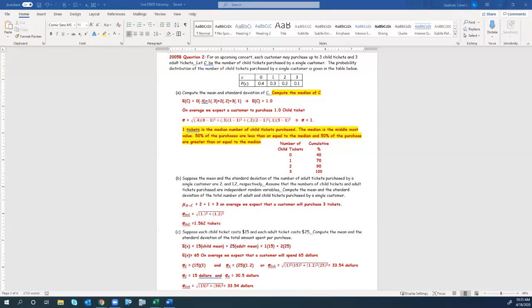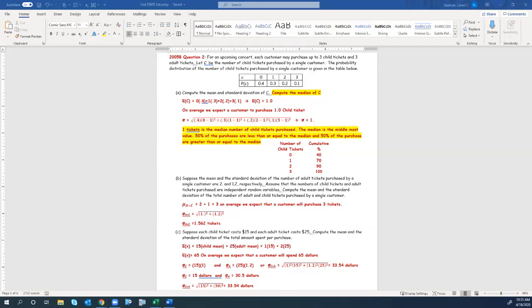So for an upcoming concert, each customer may purchase up to 3 child tickets and 3 adult tickets. Let C be the number of child tickets purchased by a single customer. The probability distribution of the number of child tickets purchased by a single customer is given in the table below. All right, so compute the mean and standard deviation of C.